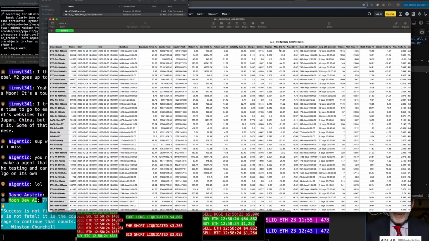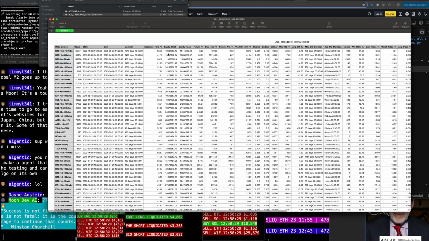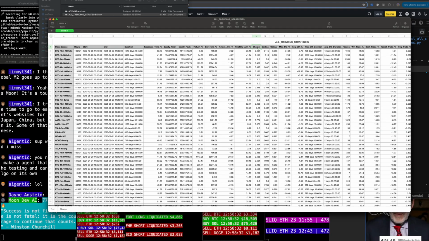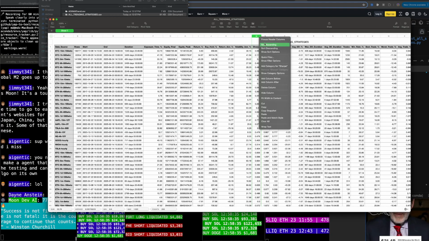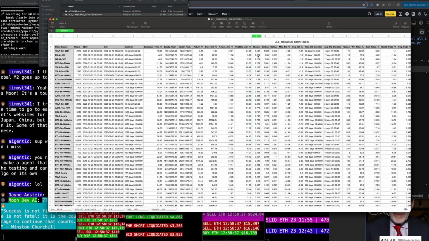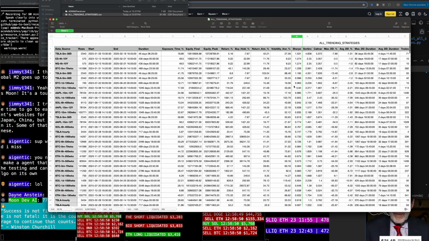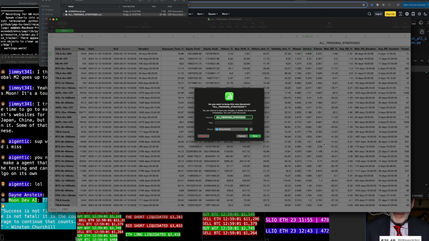So let's see what the best few things are. Let's try Sharpe first. Descending. So 1.53 Sharpe on Tesla. ES has a 1.27 Sharpe. Sortino's pretty high.